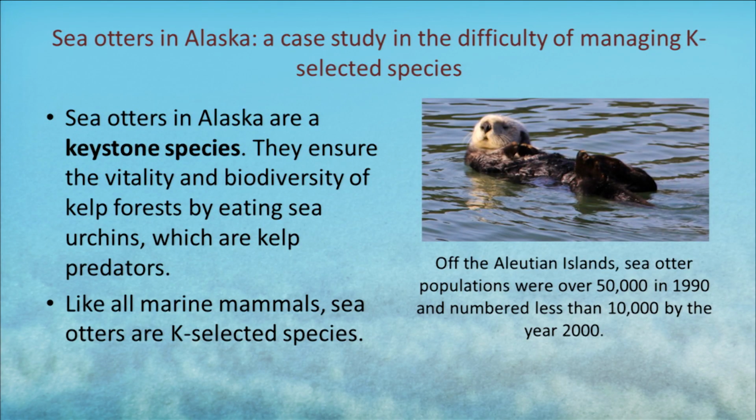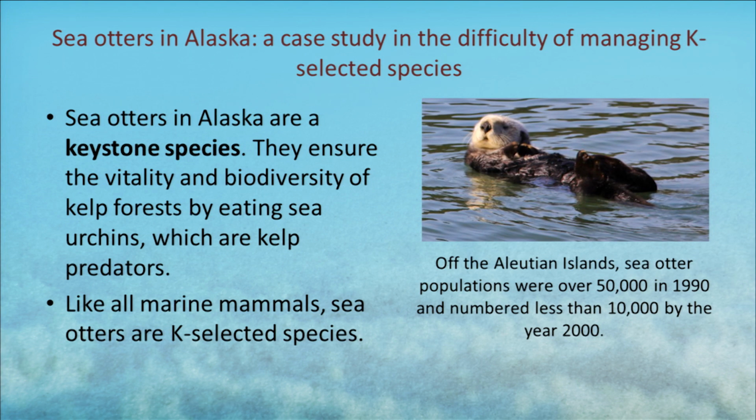So what we're going to do now is take a look at 2 real quick examples. We're going to look at sea otters and orcas and talk about the sea otter population in Alaska. This is an example of why it can be difficult to manage a K-selected species. Now, sea otters, as we learned in a previous lecture, are keystone species. They ensure the vitality and biodiversity of the kelp forest by eating the urchins, which are kelp predators. So when the sea otters are there, the kelp forests are very rich in biodiversity and very healthy.